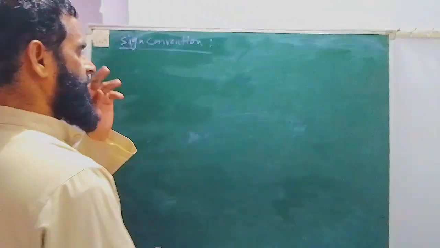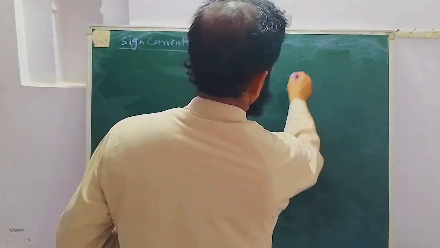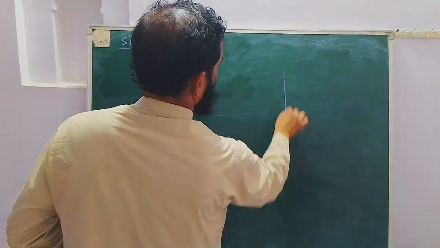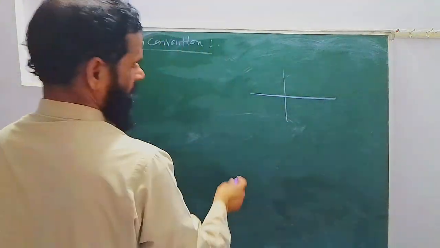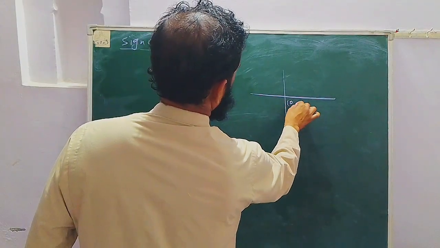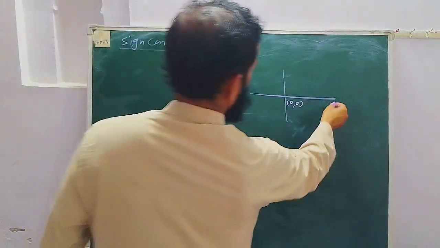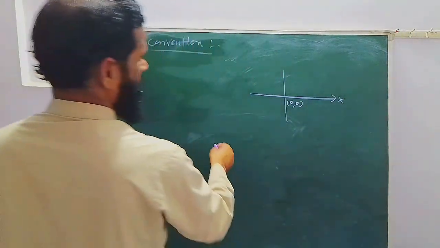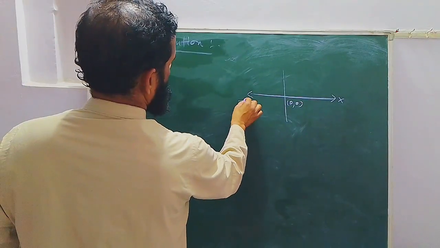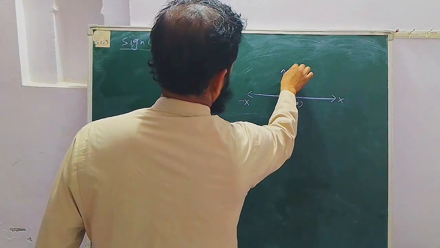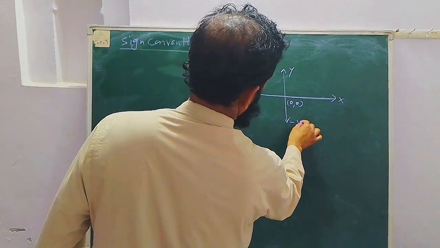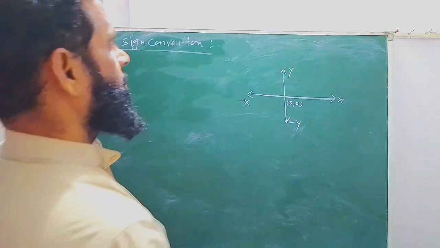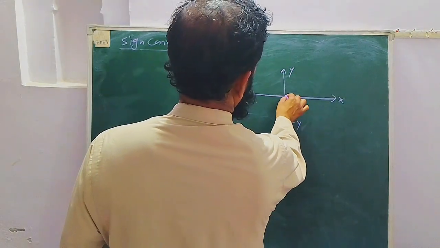What is the sign convention? According to sign convention, if we make it like this, and this is the origin (0, 0), this is along the positive x-axis, and this is the negative x-axis, and a positive y-axis and a negative y-axis. Okay, so this is the origin.